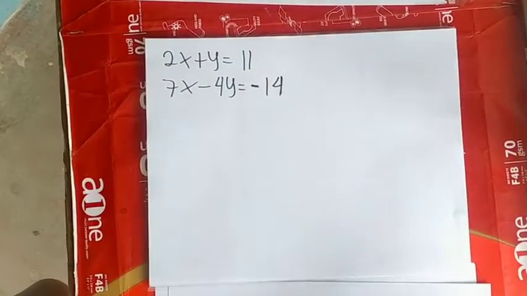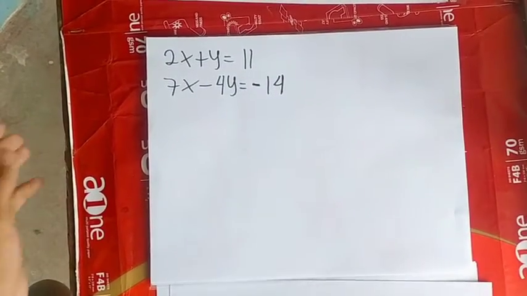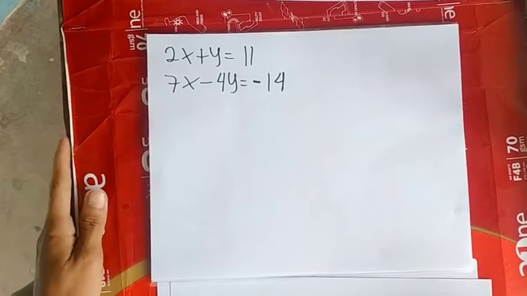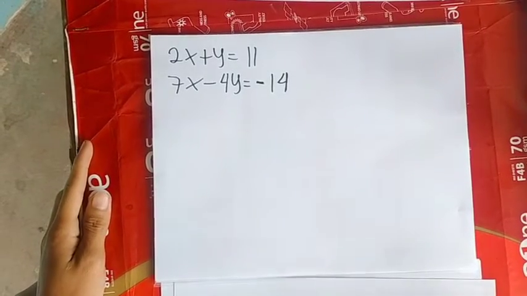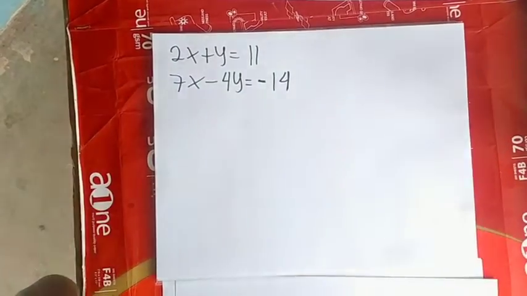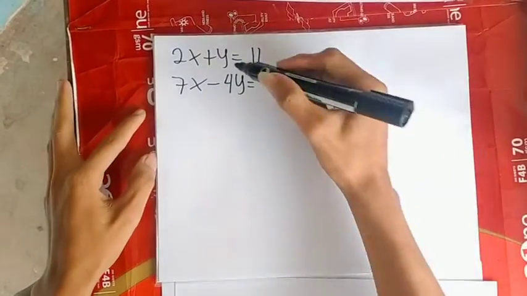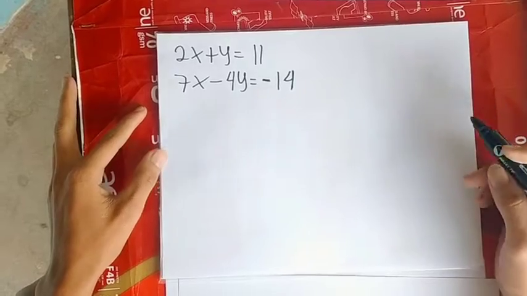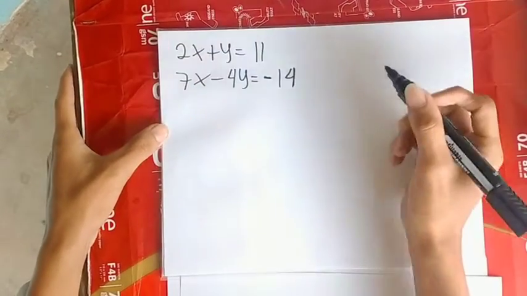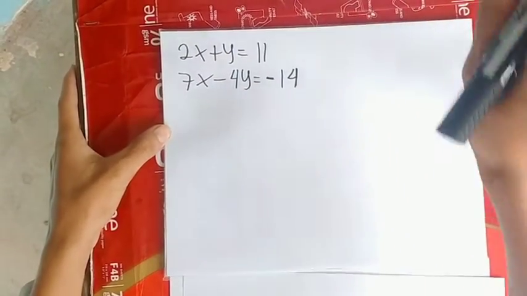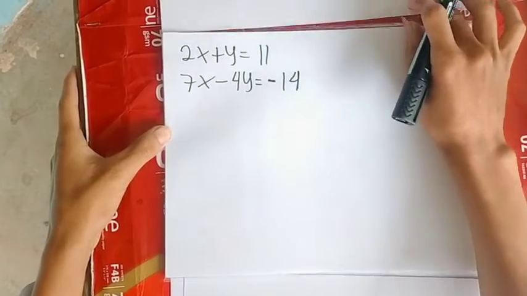2x plus y equals 11. That's the first equation. The second equation is 7x minus 4y equals negative 14. So we're going to solve first the first equation since y is single. Just like what I said earlier, solve one equation for one of the variables.